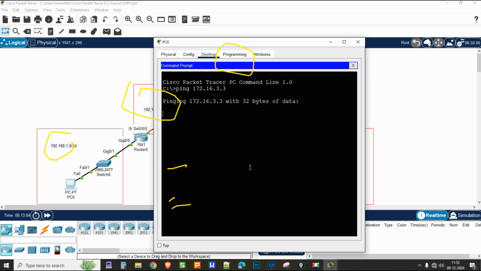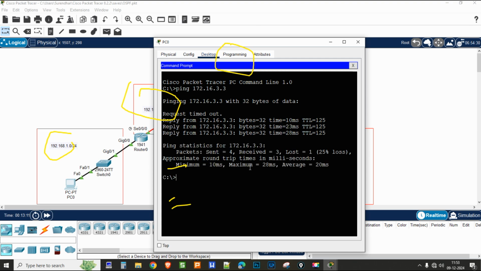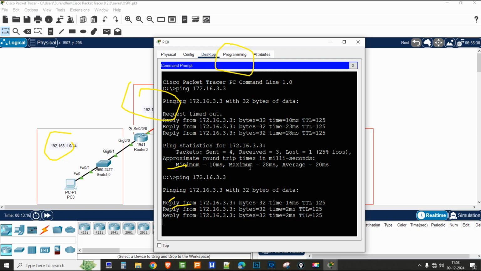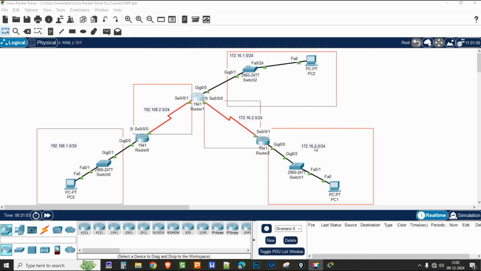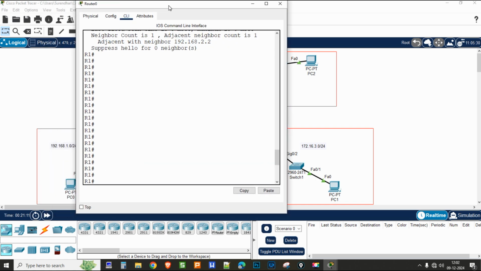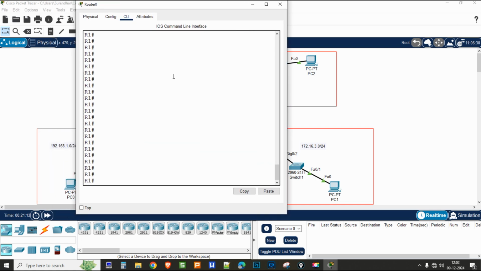172.16.3.3. Yeah, got the routes using dynamic routing protocol via OSPF. Here, all the network topologies are advertised in the routers' OSPF using dynamic routing protocols. Now we verify some of the commands. So, show IP route OSPF.